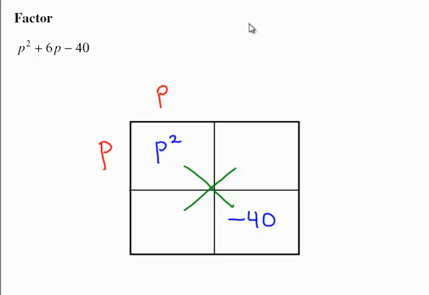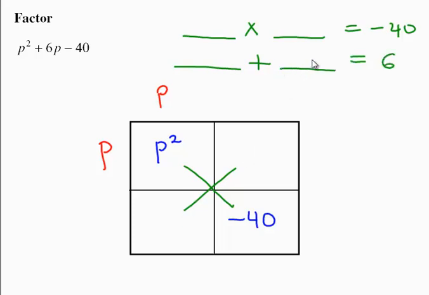What this means is that the two numbers we're looking for will also have to multiply to negative 40, because 1 times negative 40 is negative 40, and when I combine the two like terms, when I add them, I want to get 6 as my coefficient. So I'm going to look for two numbers that multiply to negative 40 and add up to positive 6. And the two numbers I need are negative 4 and 10. If I add them, it gives me 6, and if I multiply, it gives me negative 40. So this is going to be negative 4p and 10p.